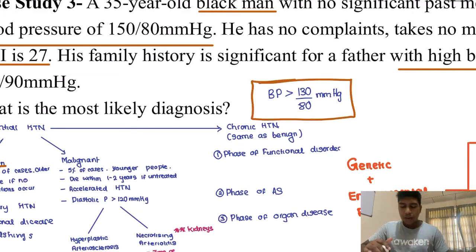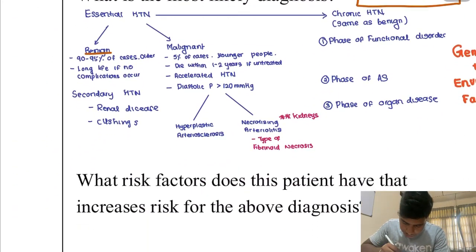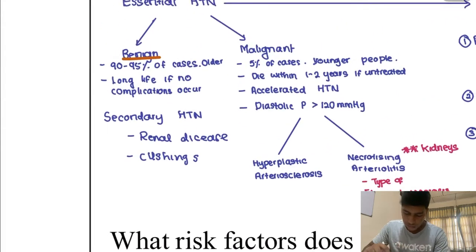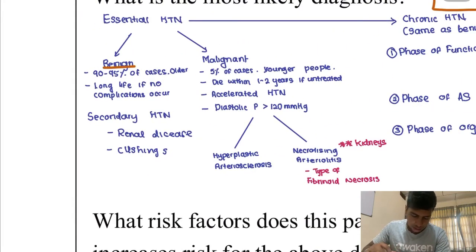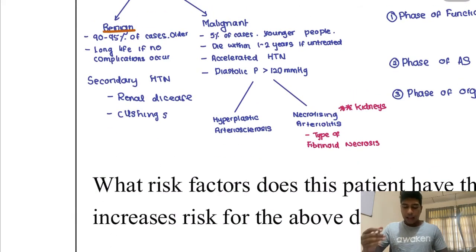Now, if the blood pressure is greater than 130/80, that is called hypertension. Hypertension is of 2 types mainly. Essential hypertension or benign hypertension is what most people have. Usually this happens with age, and if no complications occur, they will have a long life.